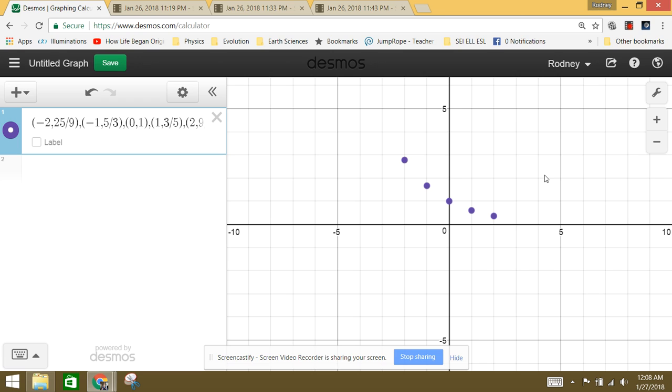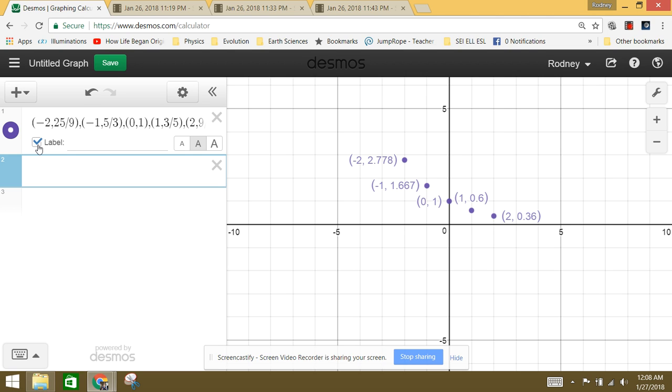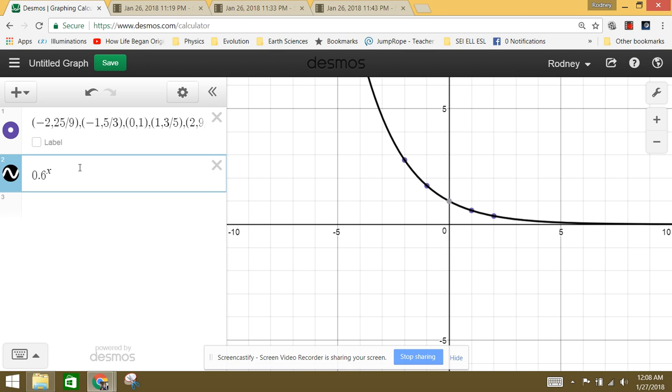Okay, so there's my points. Okay, label them if you like. Okay, see, we ended up with rounded versions of these, but these are actually using the fraction version, so they're not actually in the way they're plotted rounded. So we've got 0.6 raised to the x power, and that works.